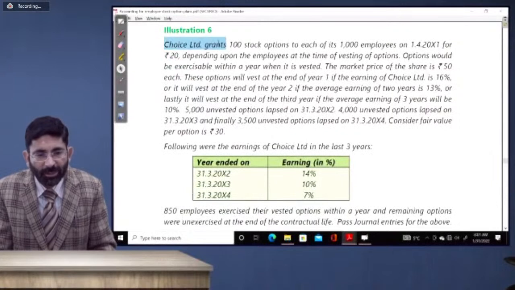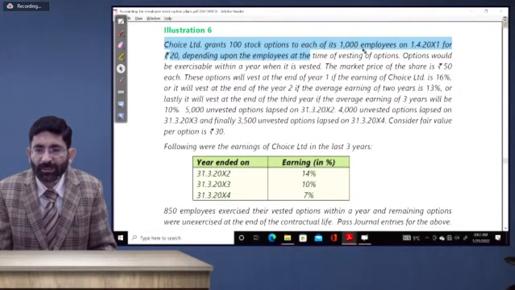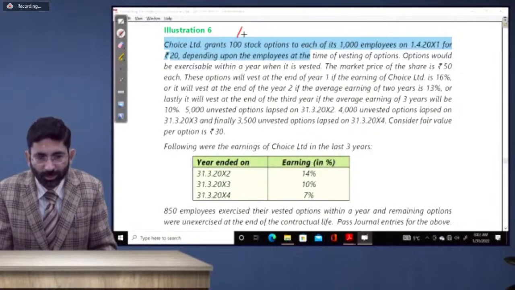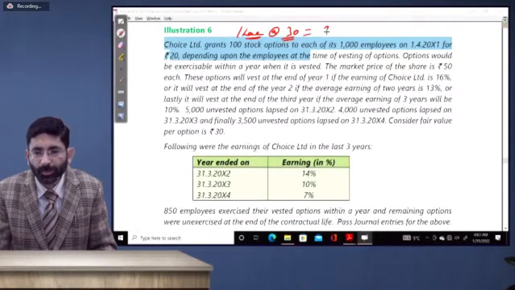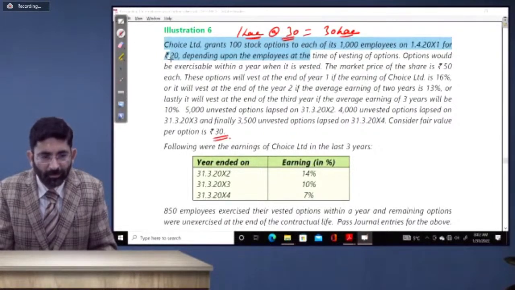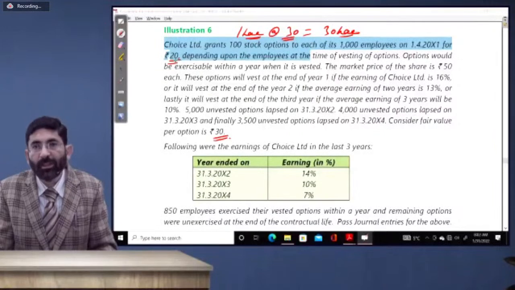Choice Limited grants 100 stock options to its employees. 1,000 employees are there. So it's clear 1 lakh shares are to be issued, at the rate of 30 per share. That is also clear because this is a total loss to be borne by us, 30 lakh. Because option price is 30 and 20 rupees is the price at which it will be issued to us.